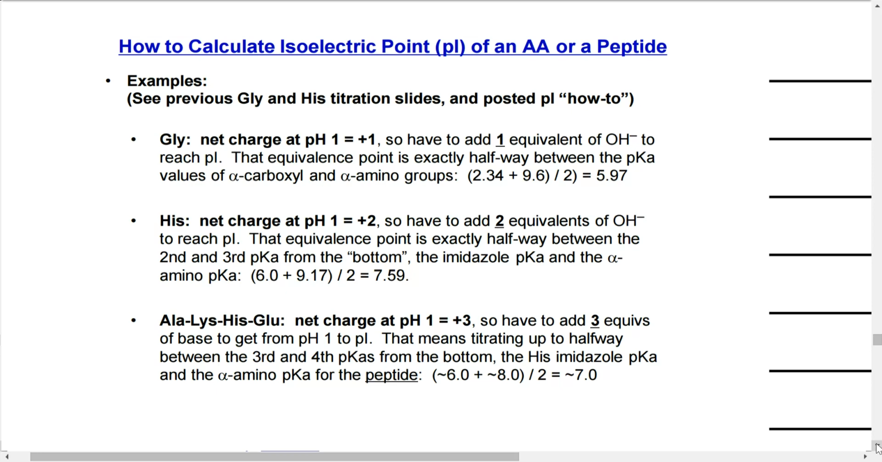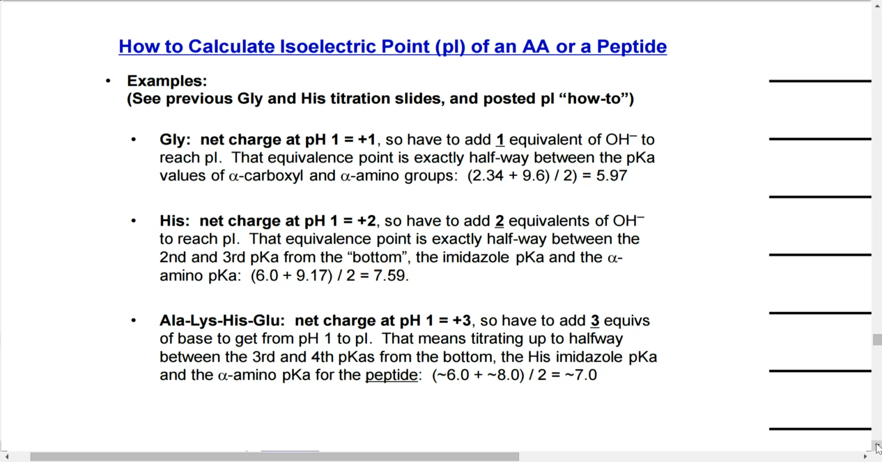Okay. We can then take it to the next level, because we're going to do this. You had one on the quiz this week. One of the things I asked you was, what is the net charge on a peptide with how many amino acids? 4. Good. So here's an example with 4.